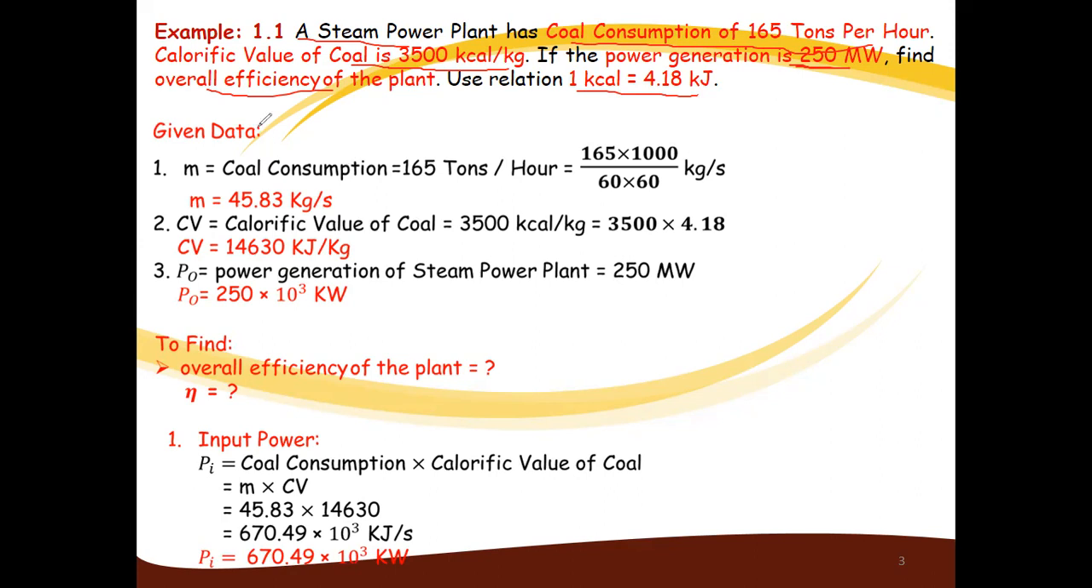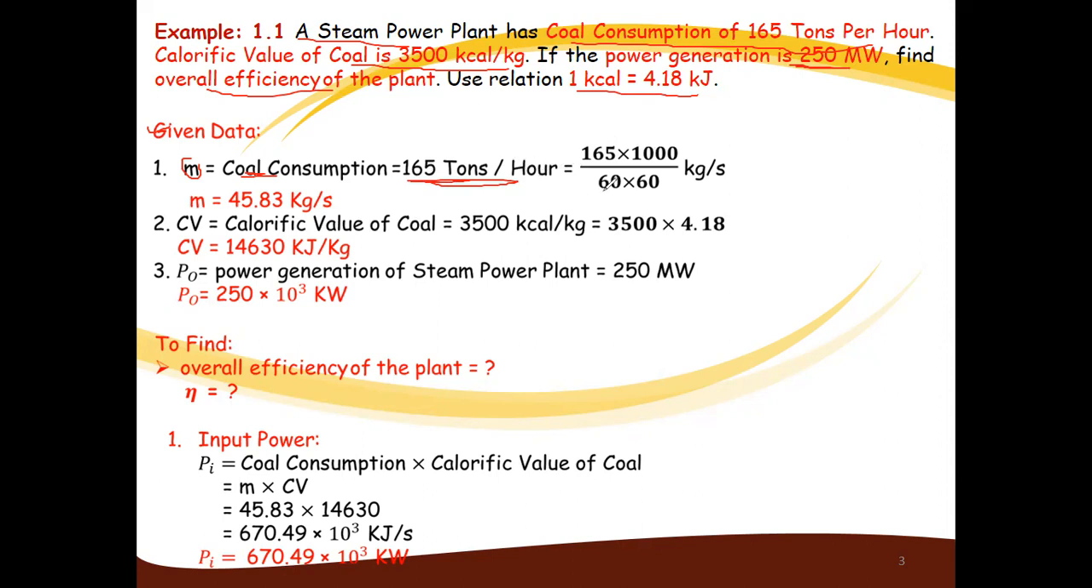To solve this, we convert the problem into given data. What is given in the problem? We have coal consumption, denoted by the symbol M. M is equal to coal consumption, which is given as 165 tons per hour. So we have to convert 165 tons into kg. 1 ton is 1000 kg, so it becomes 165 into 1000. Per hour, we have to convert hour into minute and minute into second.